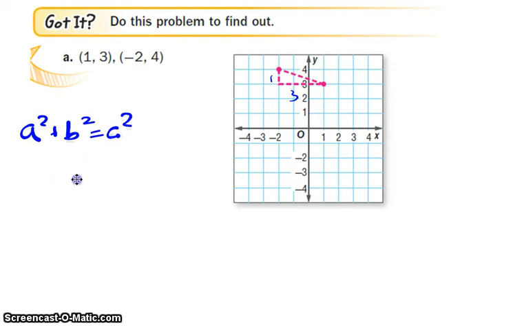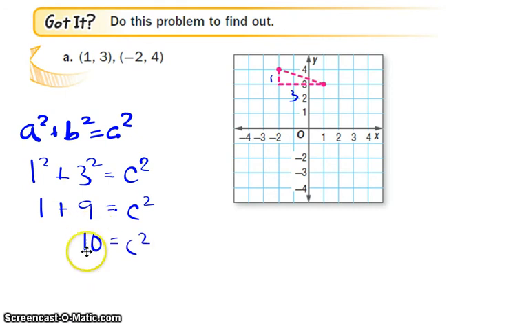When you plug these in, 1 and 3 are your legs. We square 1 and 3, we get 1 and 9. So 1 plus 9 is 10. Now remember, 10 is not your answer. We want c by itself, not c squared. So we have to take the square root, and we get 3.2. So the distance from this point to this point is 3.2 units.